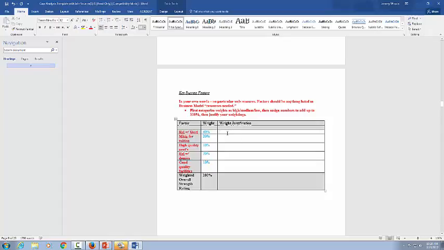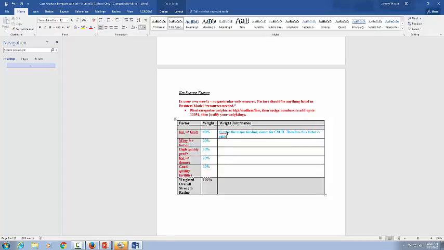So government is the major funding source for CSUB. Therefore, this factor is rated highest.